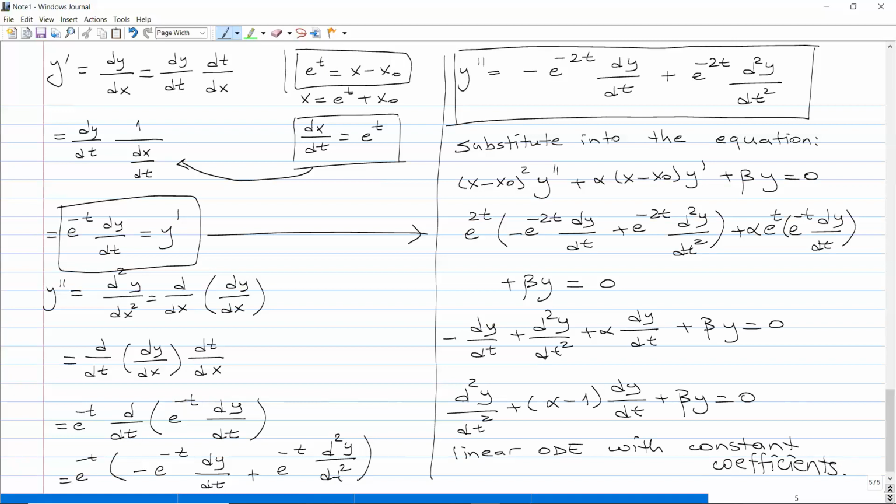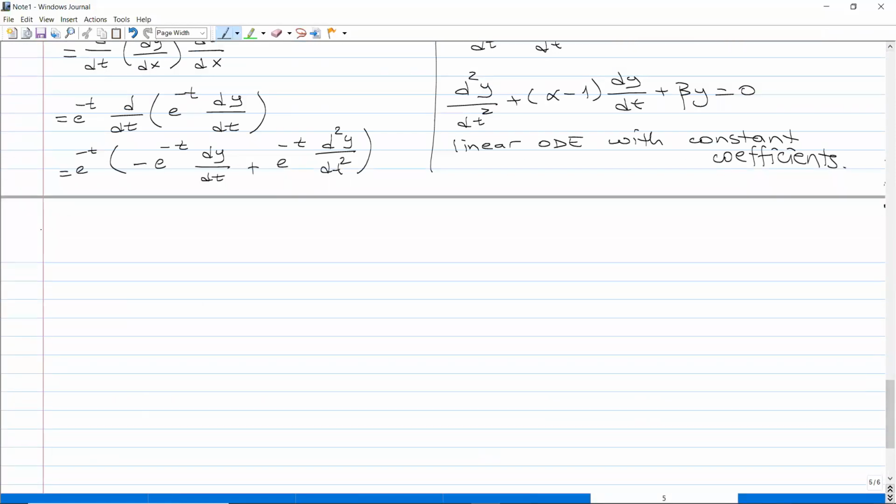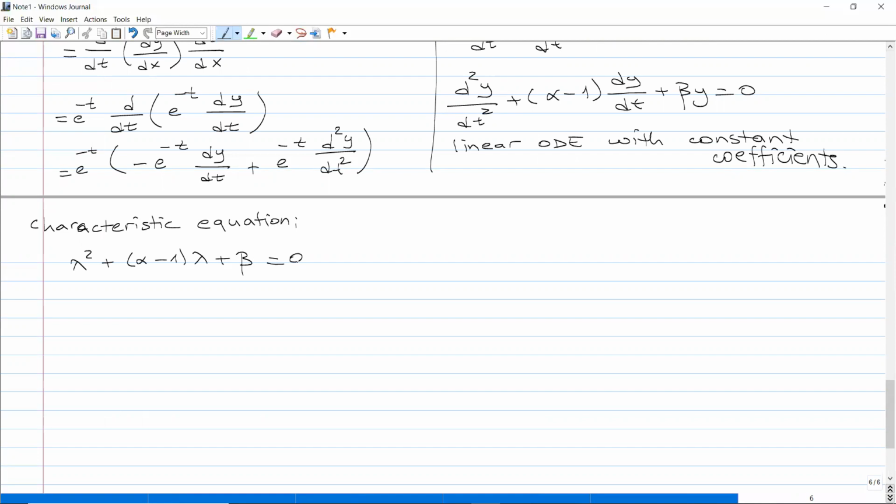Okay, and we know how to solve them, right? We know how to solve linear equations with constant coefficients. We consider the characteristic equation. Okay. So what is the characteristic equation? Lambda squared plus alpha minus 1 times lambda plus beta equal to 0.